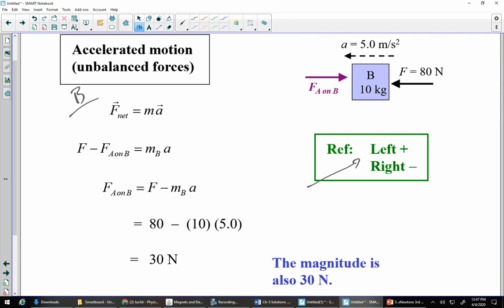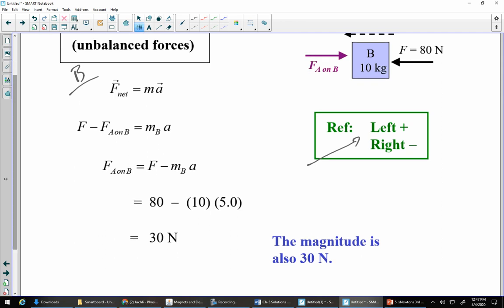But same sort of idea. So we rearrange and it works out to be 30 newtons. Again, if you need to, put this on pause, study it for a few minutes and see what you get.